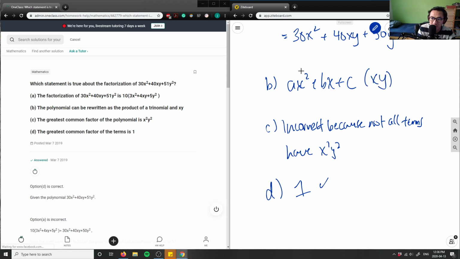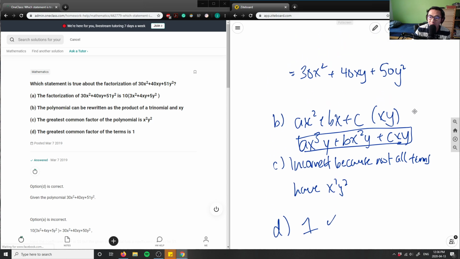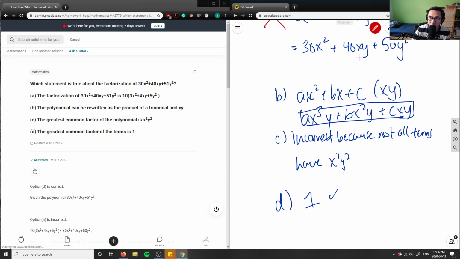Which makes no sense, because if you multiply these two, you would get ax cubed y plus bx squared y plus cxy, right? This does not equate to my 30x squared plus 40xy, because here the degree is 3 and here the degree is 2, which means B is also an incorrect answer. So the only answer that's correct here is D. The greatest common factor is 1, so D is correct.